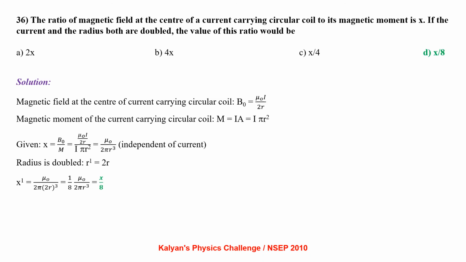The ratio of magnetic field at the center of a current carrying circular coil to its magnetic moment is x. If the current and the radius both are doubled, the value of this ratio would be.